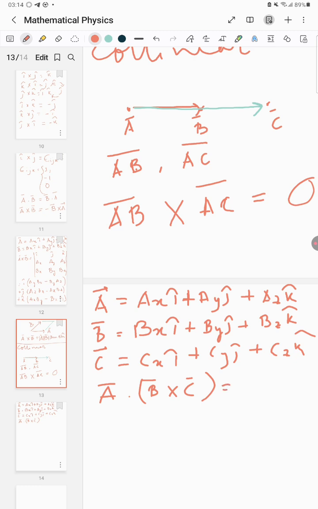This can also be written in matrix form as AX, AY, AZ, BX, BY, BZ and CX, CY, CZ.